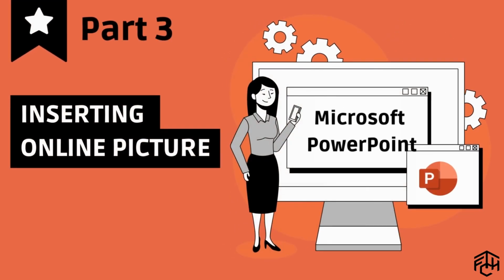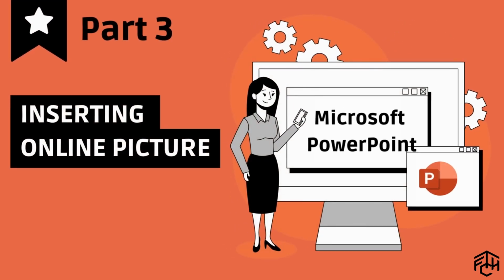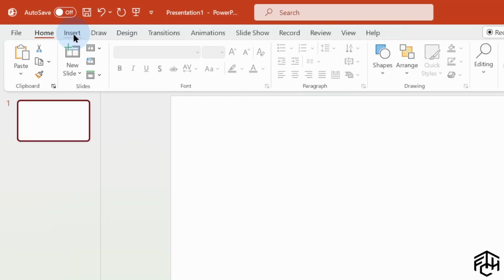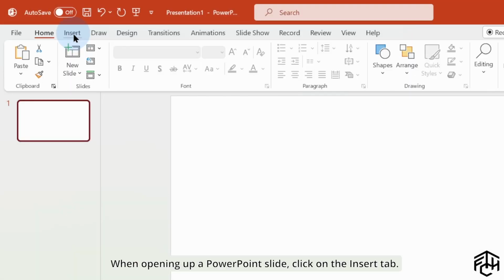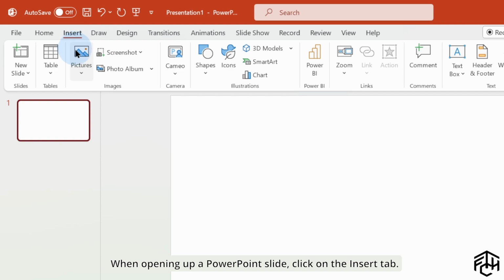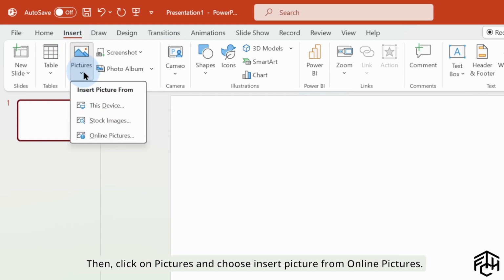Part 3. Inserting online picture in Microsoft PowerPoint. When opening up a PowerPoint slide, click on the Insert tab. Then, click on Pictures and choose Insert Picture from Online Pictures.